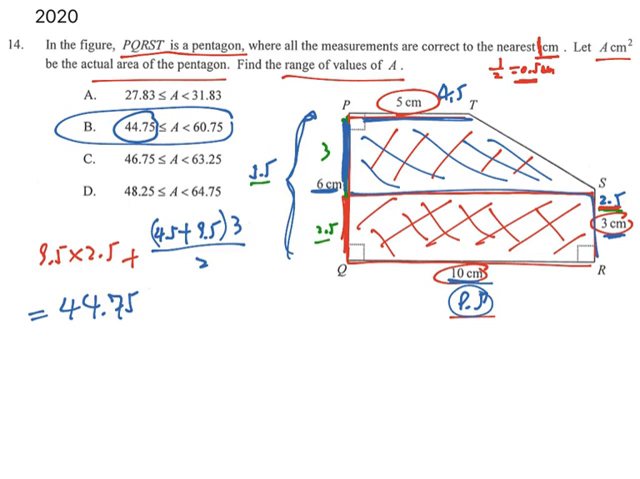Now if there are two answers the same, you need to check the maximum. That means this side becomes 5.5, this side becomes 10.5, this one becomes 3.5, this part becomes 6.5, and a similar method. Then use this one minus this one to calculate this, and add up to the area, then we can find the maximum. It is also 60.75.